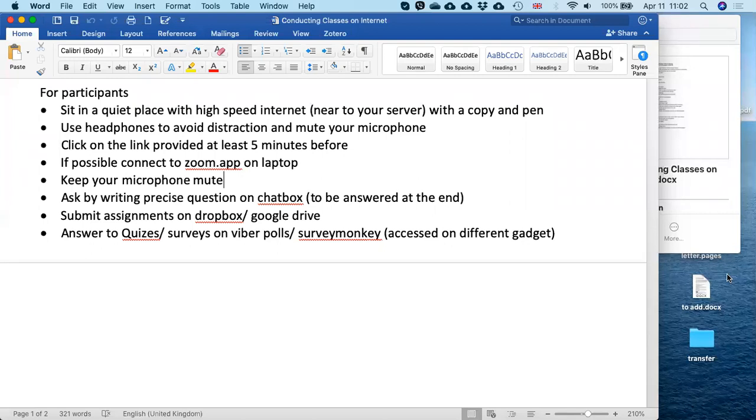Apart from that, I don't have any assignments, but I will definitely be posting a quiz on Viber as a poll, like we did yesterday. And then I would like to take your feedback.